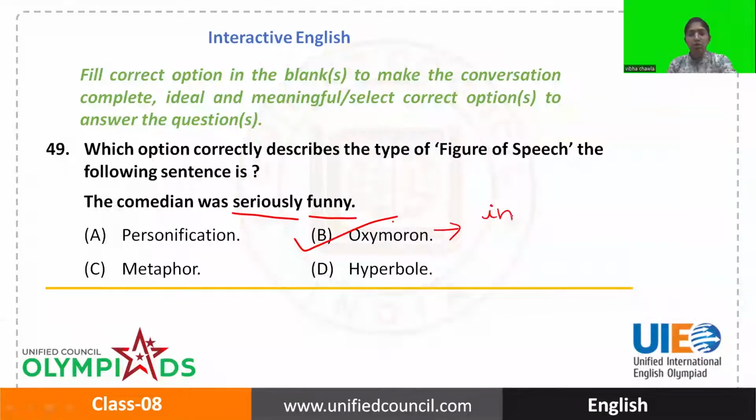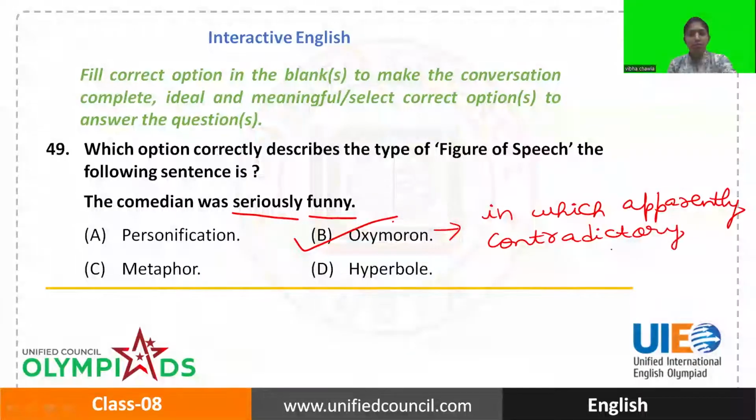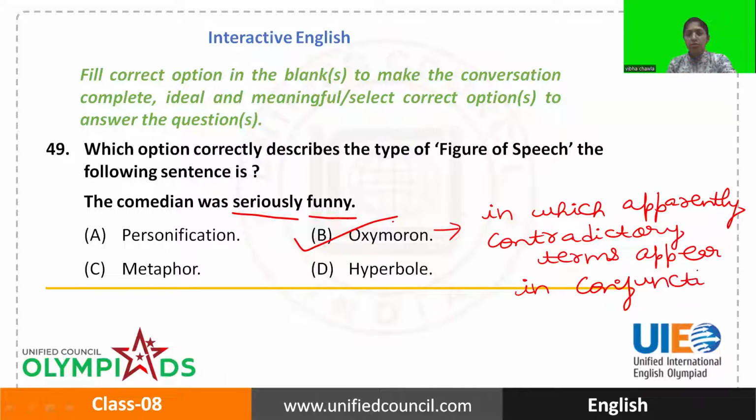It's a figure of speech in which apparently contradictory terms appear in conjunction. In the phrase seriously funny, the words seriously and funny have opposite meanings, making this phrase an example of an oxymoron. It's option B.